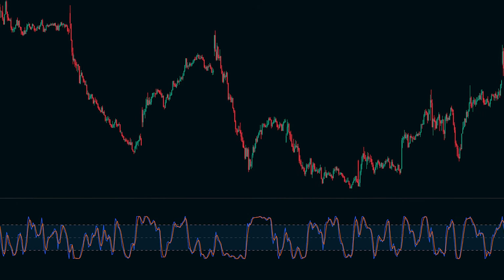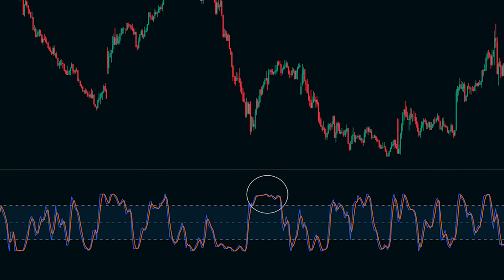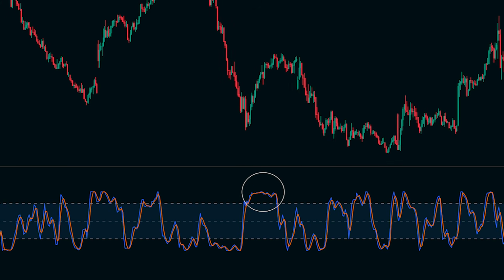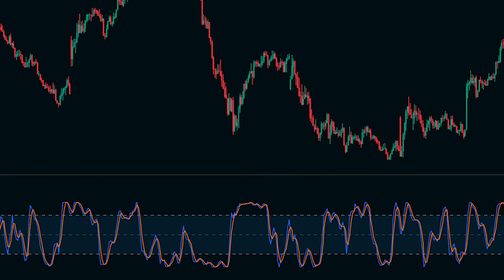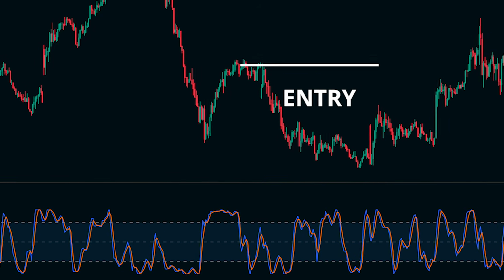We have confluence, then %K crosses below %D while both lines are still above 80. Our entry signal is confirmed. A strong red candle closes near its lows. We enter a sell trade at the close of the bearish confirmation candle.